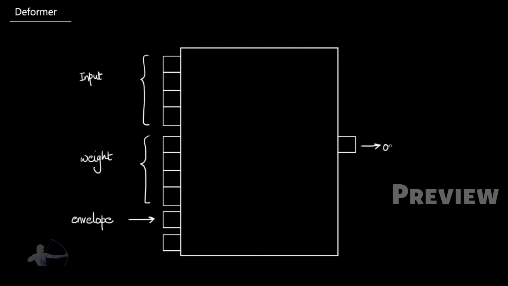So when a deformer node is created, this is the structure of a deformer node. There is an input, which is an array of input. It's a complex attribute which would have further sub-attributes. The second one is the weight attribute, which is also an array attribute. And then there is an envelope. And then there is an output attribute, which is outputGeom, which stands for output geometry.